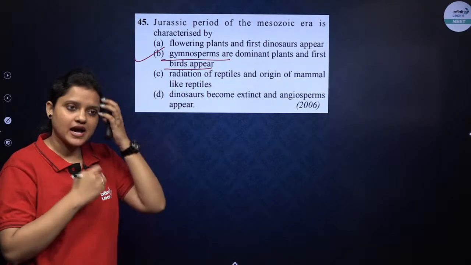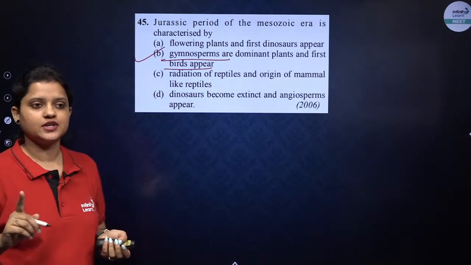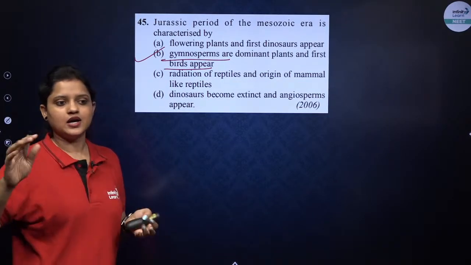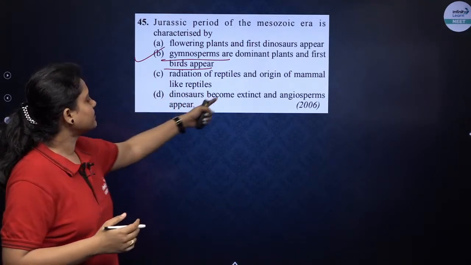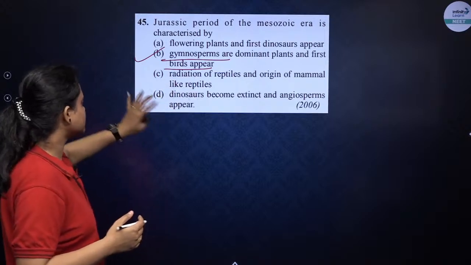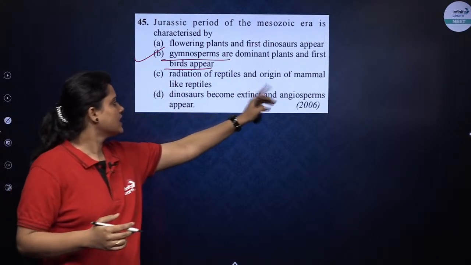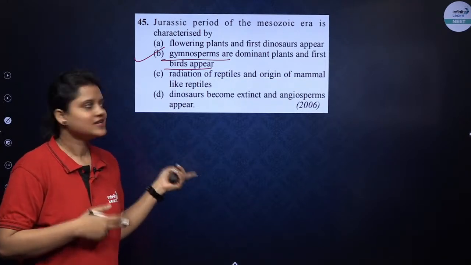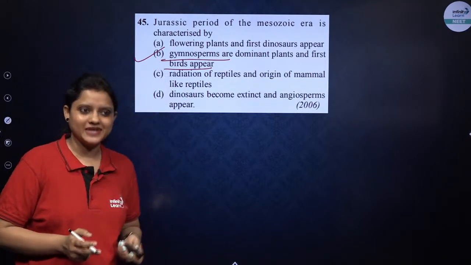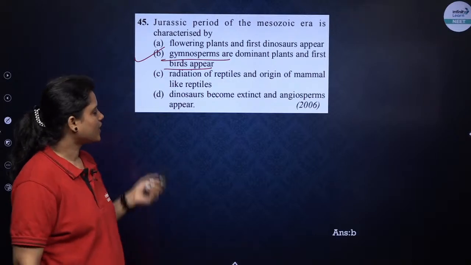Okay, please mark this if there is any confusion. If you were not able to recall this, please note it down. Radiation of reptiles and origin of mammals like reptiles? No. Dinosaurs became extinct and angiosperms appeared? No. This is a previous year question and correct option was B. Okay, correct option is B.